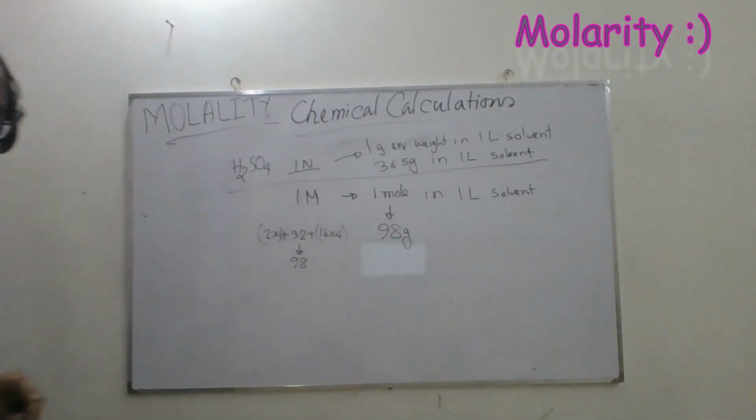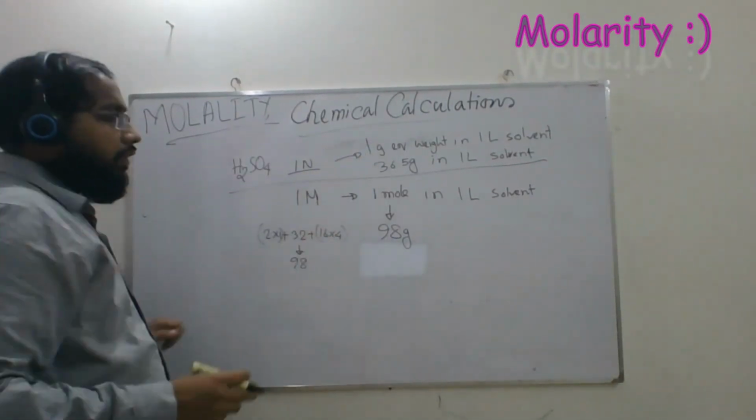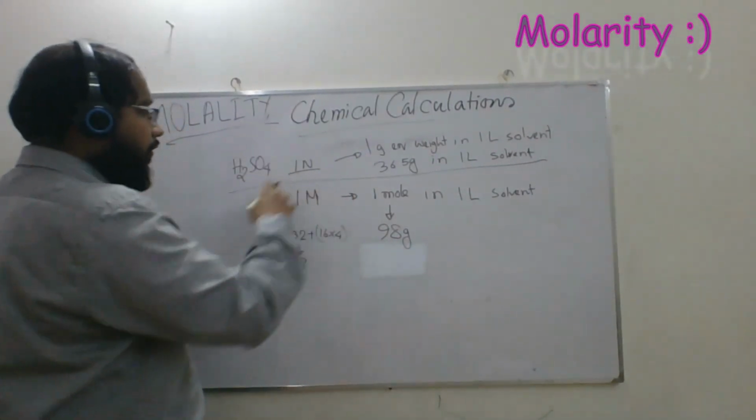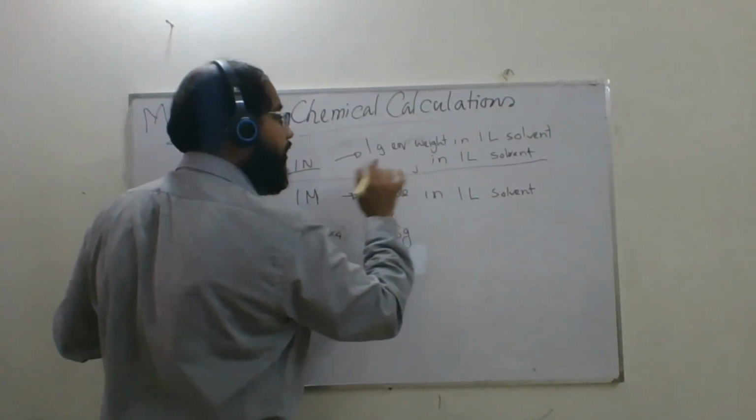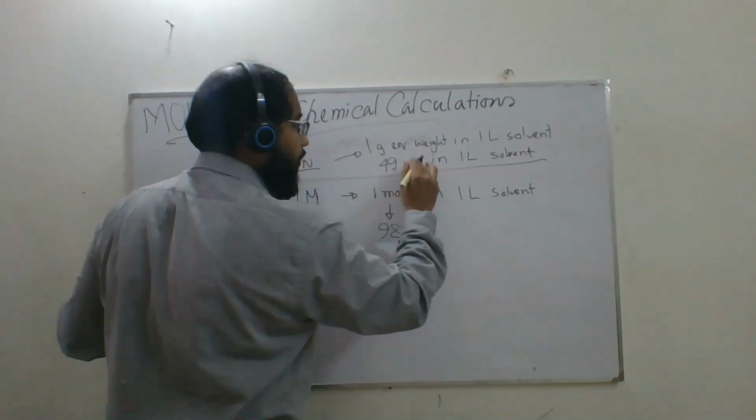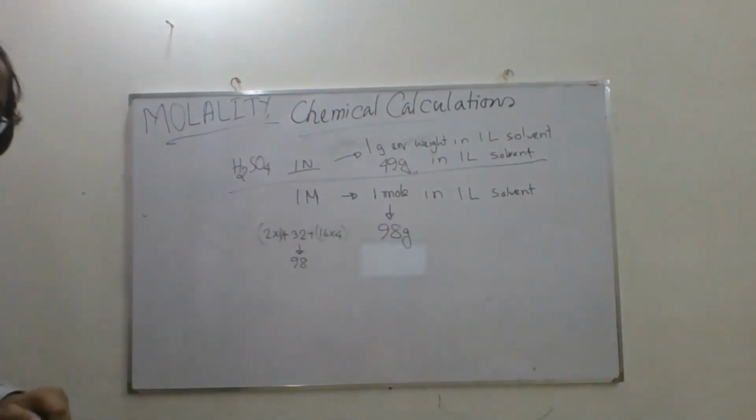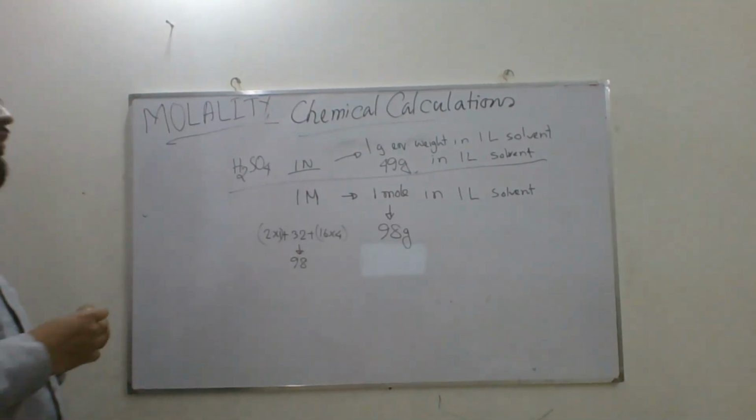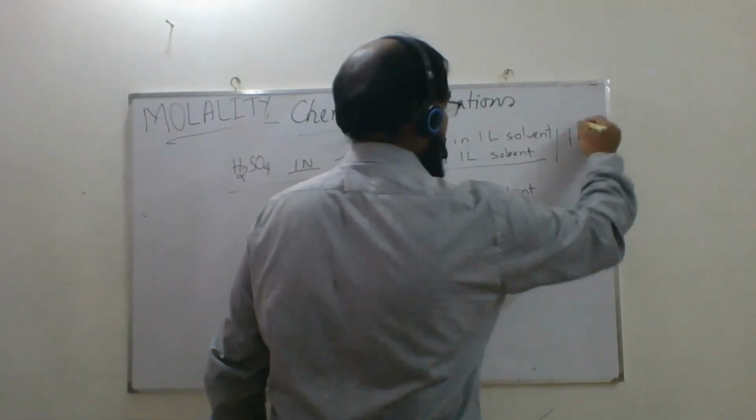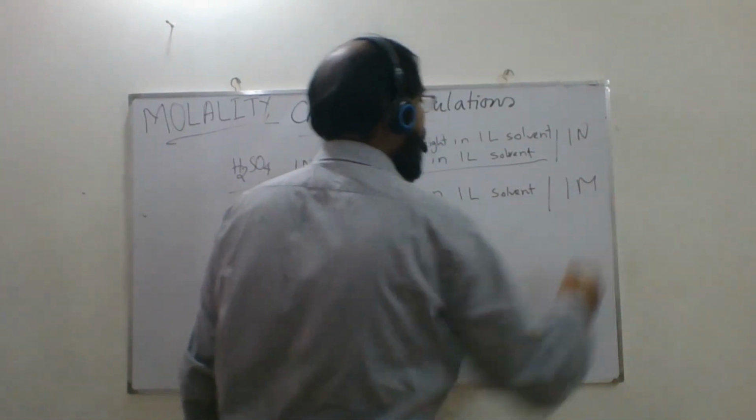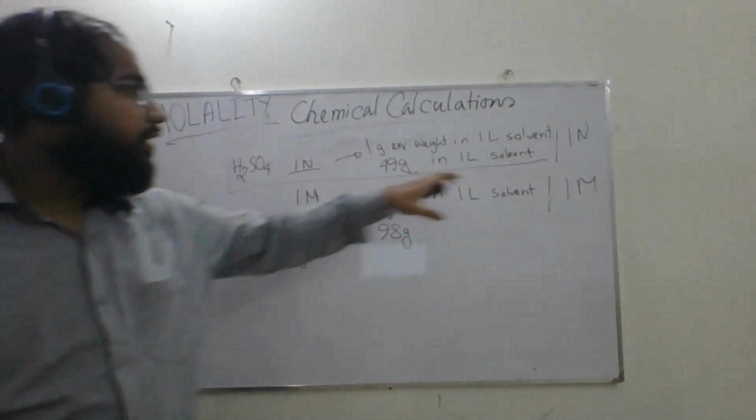Okay. Now for the gram equivalent weight, we calculate that for sulfuric acid there is 2, so 98 by 2, it will be 49 gram in 1 liter solvent. Okay, so if 49 gram in 1 liter solvent, then this is 1 normal and here is 1 molar. So we cannot say that normality for this sulfuric acid is equal to the molarity.